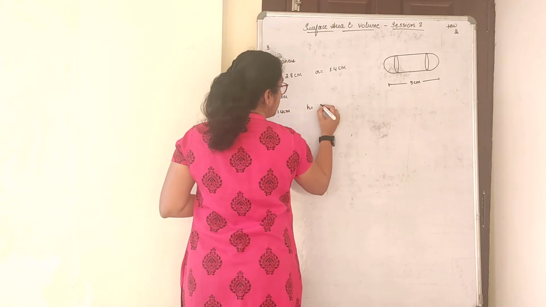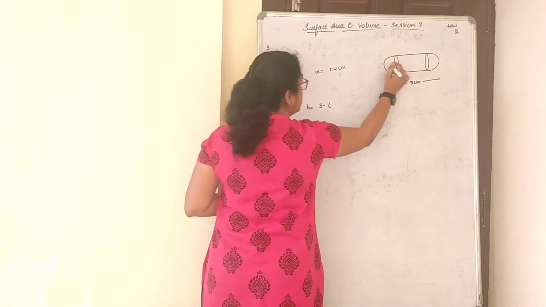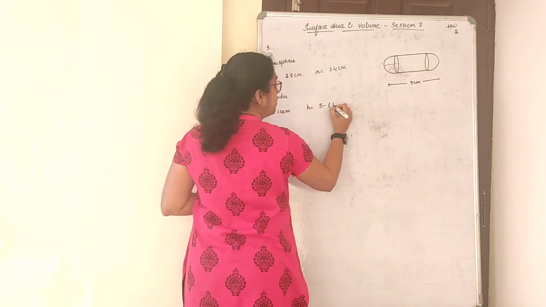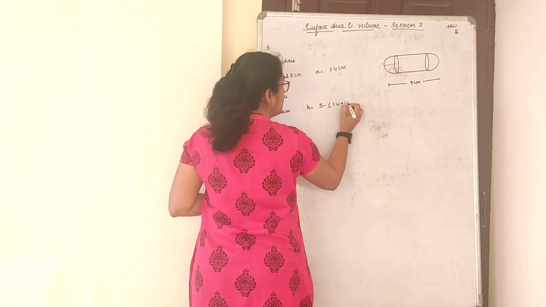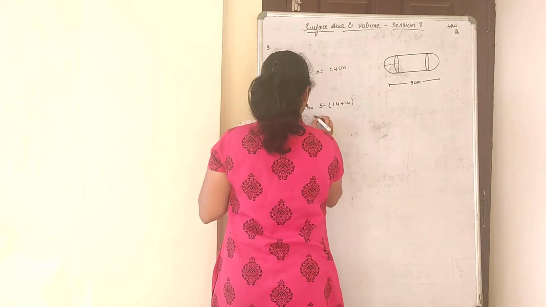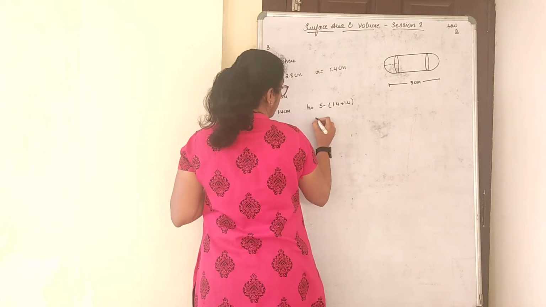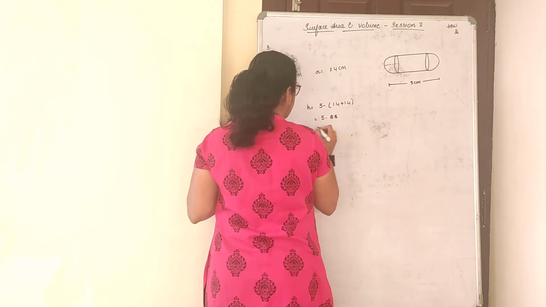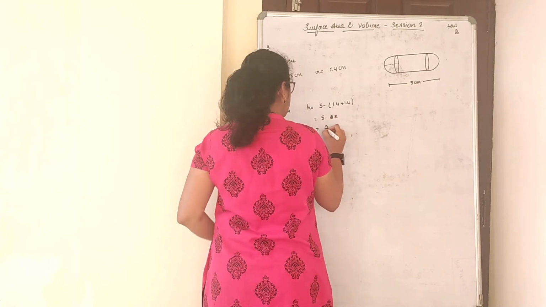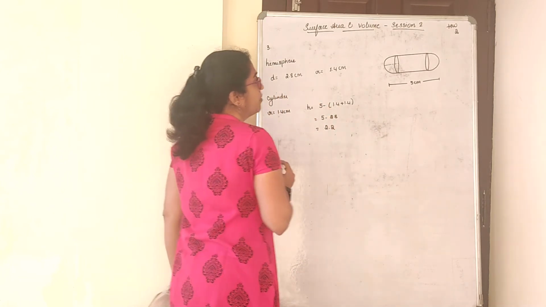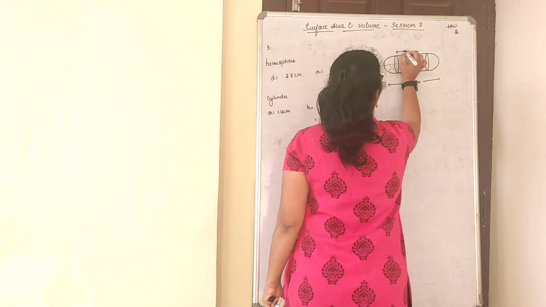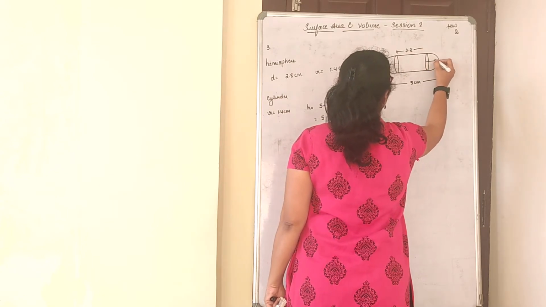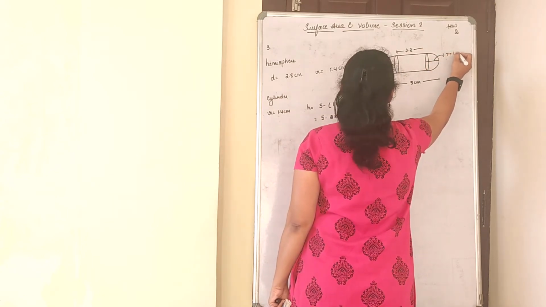Height is equal to the total, 5, minus the two hemispherical ends. If this is 1.4, this is also the same thing, 1.4 only, no? So 1.4 plus 1.4. This will be 5 minus 2.8. So height will be 2.2. I will write here 2.2, and this part r is 1.4.